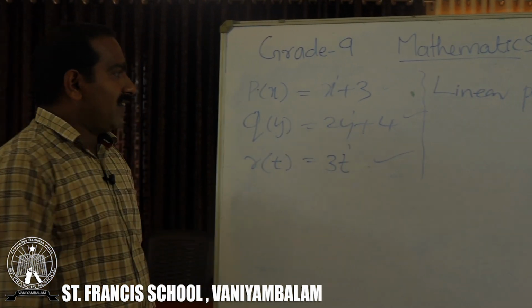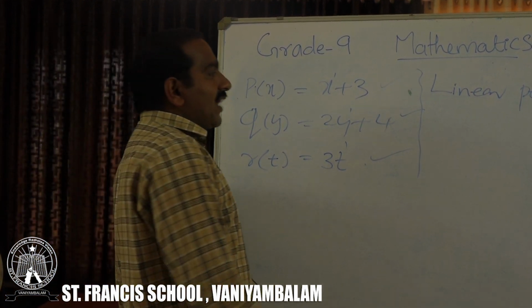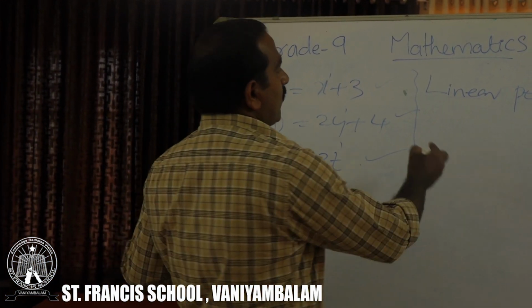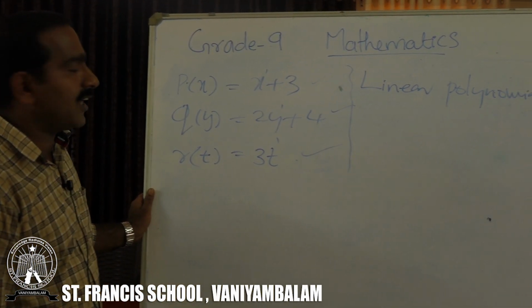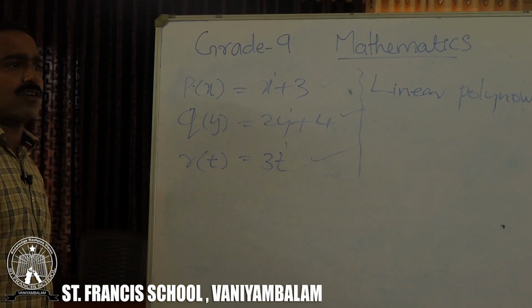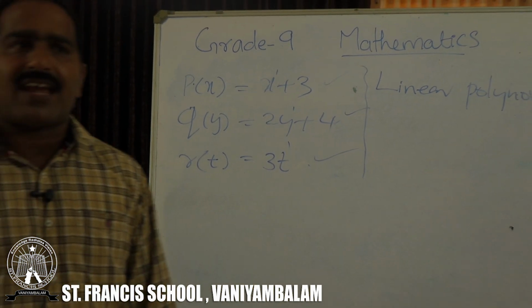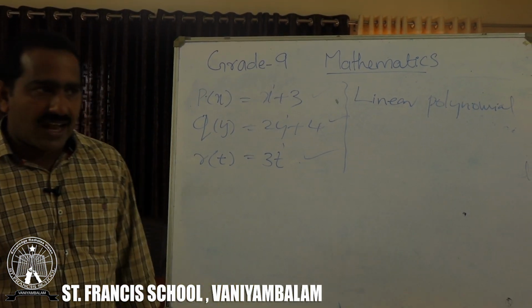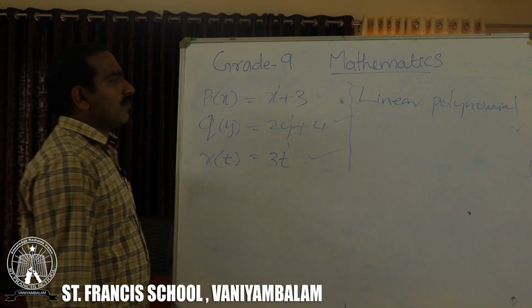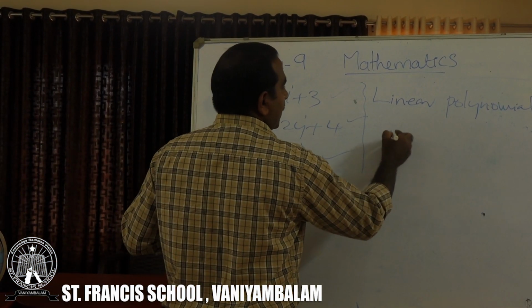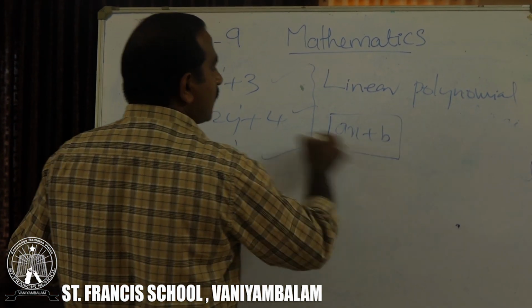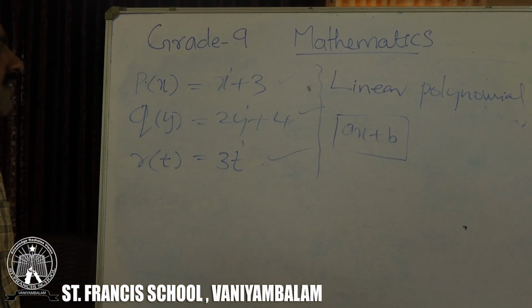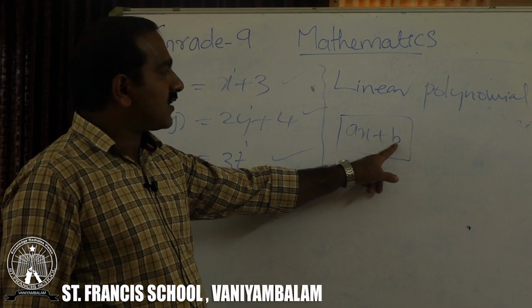So clearly we can say that we cannot write a linear polynomial with 3 terms. That is not possible. That is impossible. Linear polynomial with 3 terms is impossible. Generally, we can write a linear polynomial of the form ax plus b. Ax plus b is the general form of a linear polynomial where a and b are constants, x is the variable.